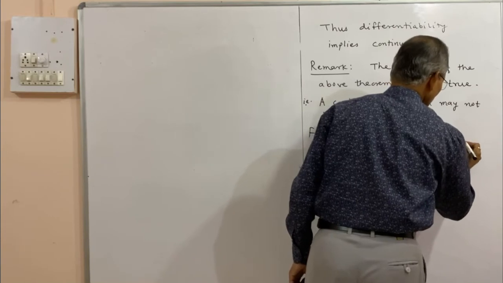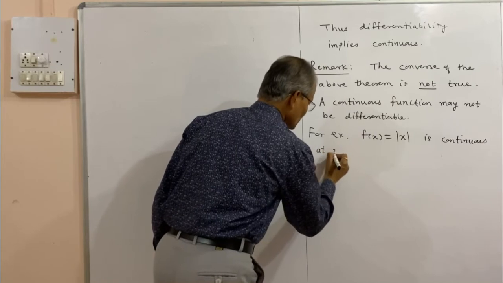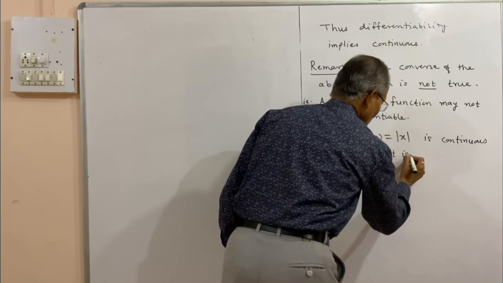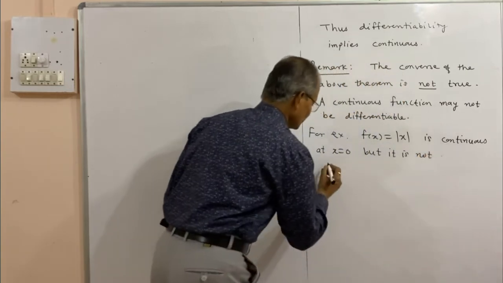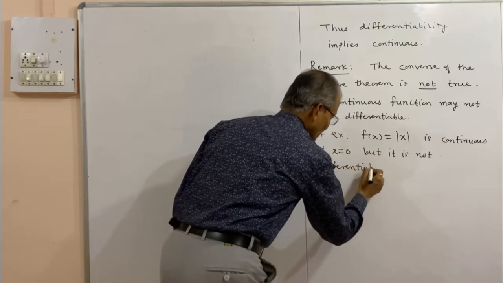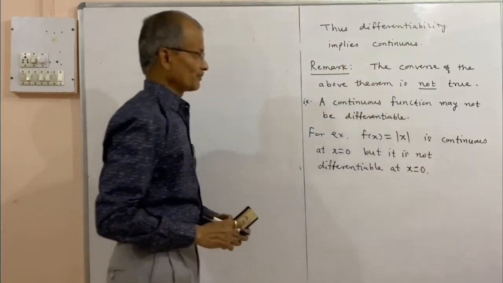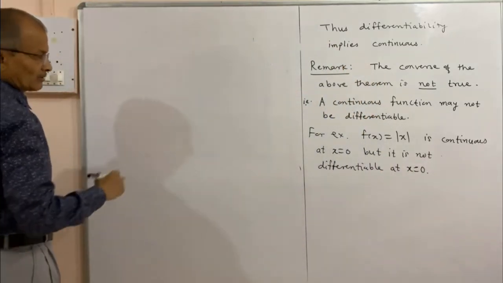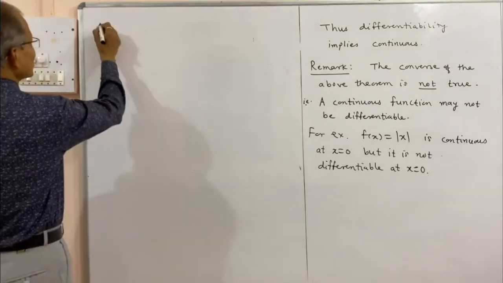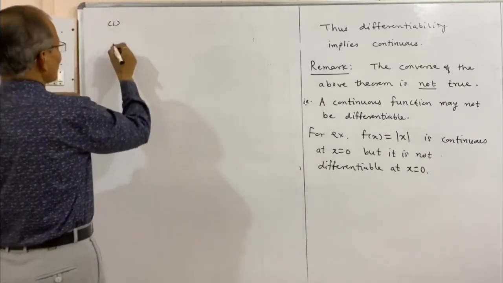This function is continuous at x is equal to 0, but it is not differentiable at x is equal to 0. This is the example we shall see. The solution or the proof can be considered here. First part: f(x) is continuous at x is equal to 0.